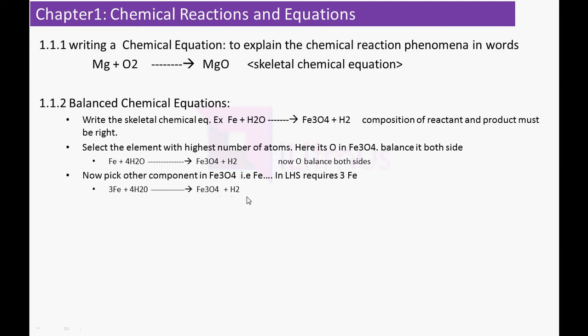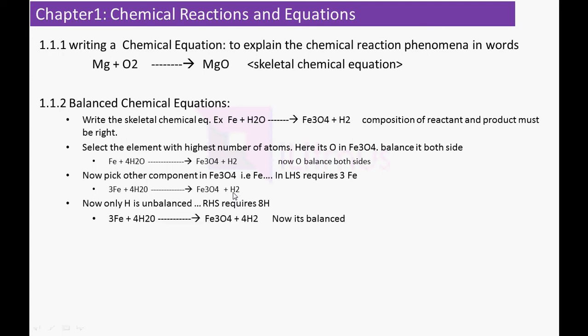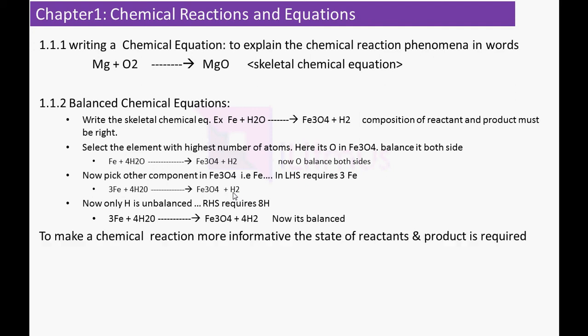Now still it's not balanced. On the right side only 2 hydrogen, on the left side 8 hydrogen. So I'll just multiply here by 4 more. Okay, so that will become 8 hydrogen now. So now this is balanced. No extraordinary method, just employ this method to any skeletal chemical equation and you can balance it. Try it today, in your exams you can expect questions on this one.